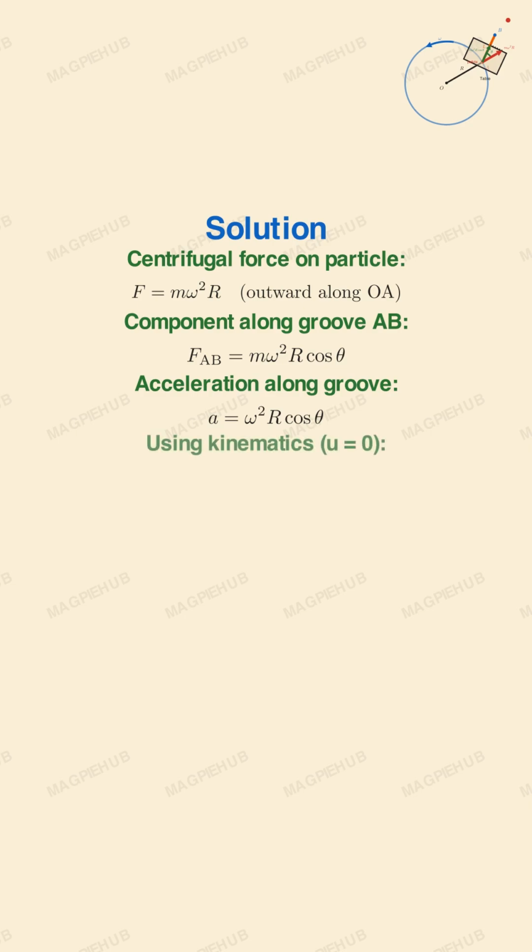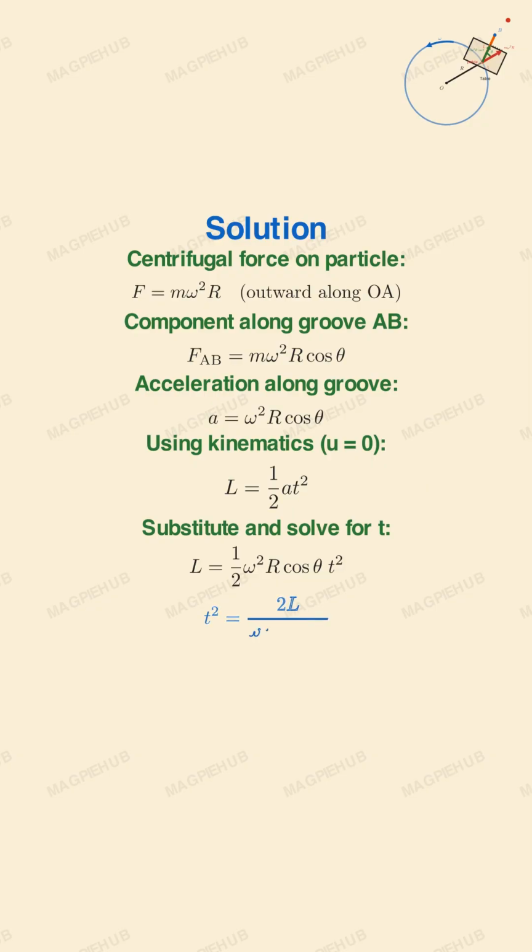Using the kinematic equation, s equals half a t squared, we write L equals half times omega squared r cos theta times t squared. Solving for t squared, we get t squared equals 2L over omega squared r cos theta. Taking the square root, t equals the square root of 2L over omega squared r cos theta.